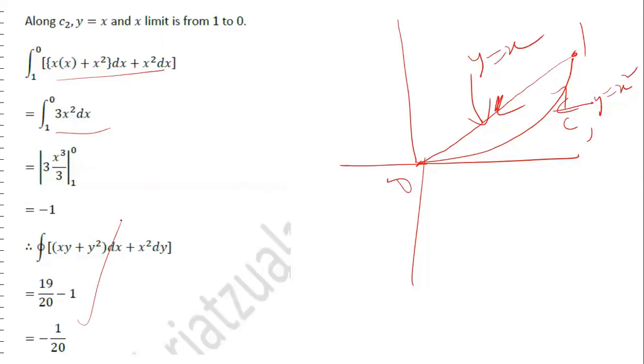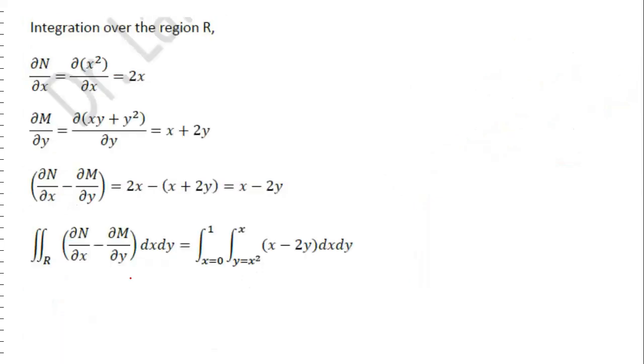And yeah, the whole integration will be here. Out here you get -1. This will be 19 upon 20 minus 1. So this is what you will get.